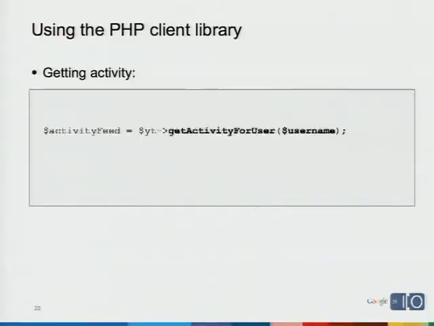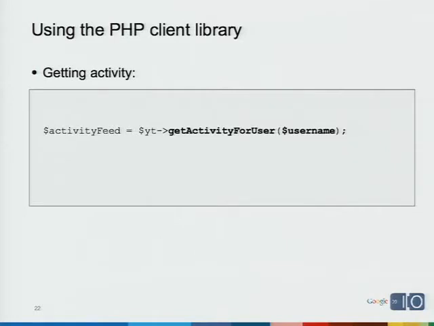Getting activity out is actually very simple. It's just this method, getActivityForUser, and you just pass in the username that you want activity for. We support up to 20 usernames, so you can get aggregated activity. What you get back is an activity feed, and this is another characteristic of our client libraries, that they abstract a lot of the XML and transform it into objects for you. So that's a lot easier to use a lot of times.